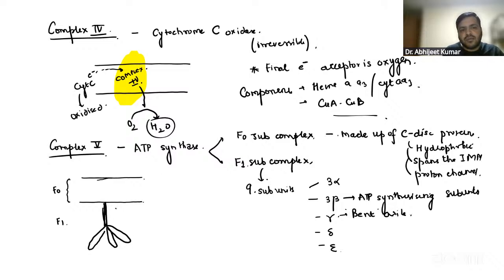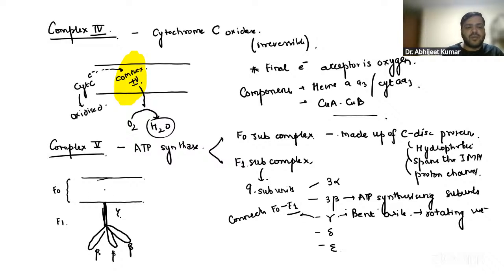This one is the gamma, and we have the 3 beta components. Now the bent axial is basically the rotating unit. This gamma basically connects F0 to F1. So this is the gamma component, and we have this F1 component also over here. It spans the inner mitochondrial membrane completely. It is made up of 10 C disc proteins, it is hydrophobic and completely present.